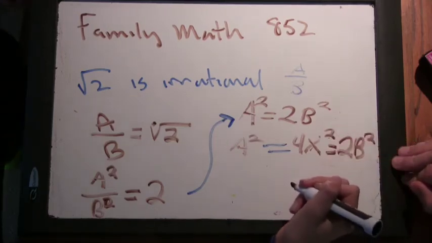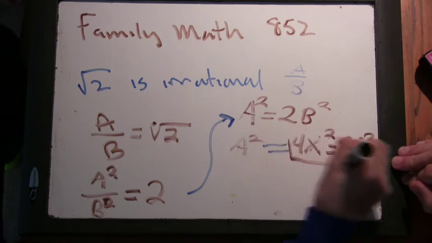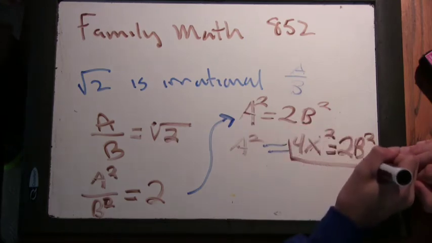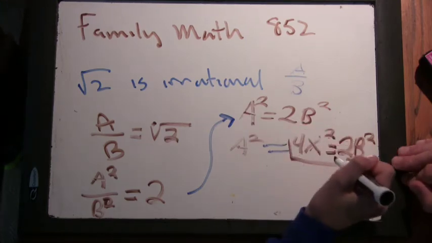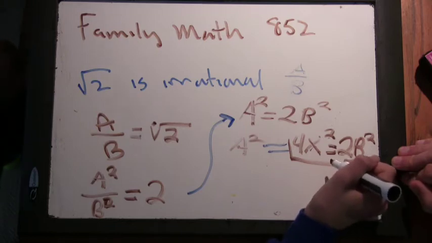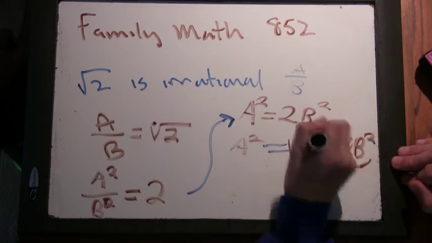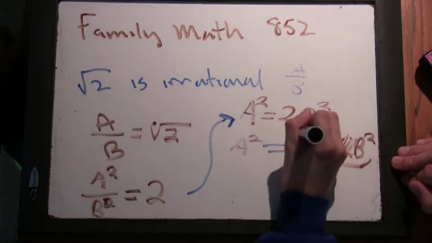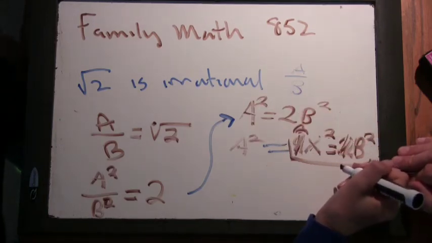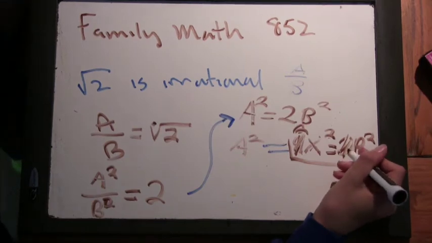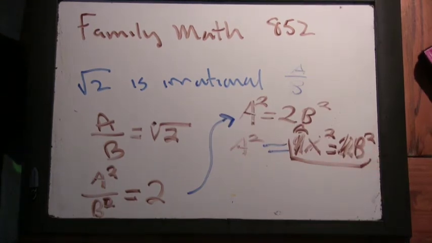Nice. So if we just take this part, we can divide by 2 on both sides. So we get 2x squared is B squared. Now this means that B also is even. Oh, interesting.